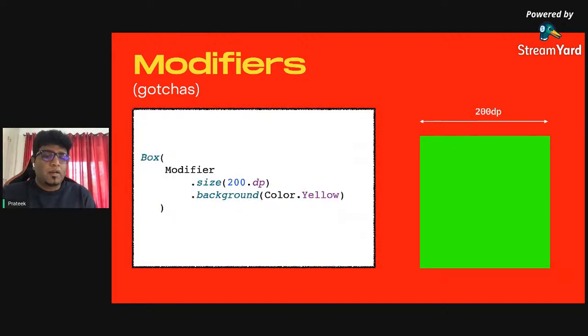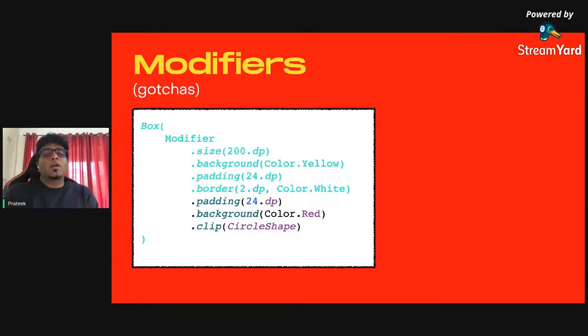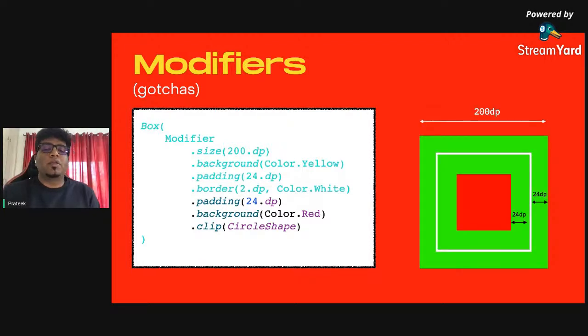The logical sequence in which you would think about building this would be as follows. You create a yellow square, give it a modifier of size 200 dp and a background of yellow. Then you add some padding for the internal square and a border stroke of 2 dp with the color white. Finally, you add another padding for the circle, give it a background red and clip the circle shape. But if you run this, the result will not be what you intended. You'll get a square here instead of a circle.